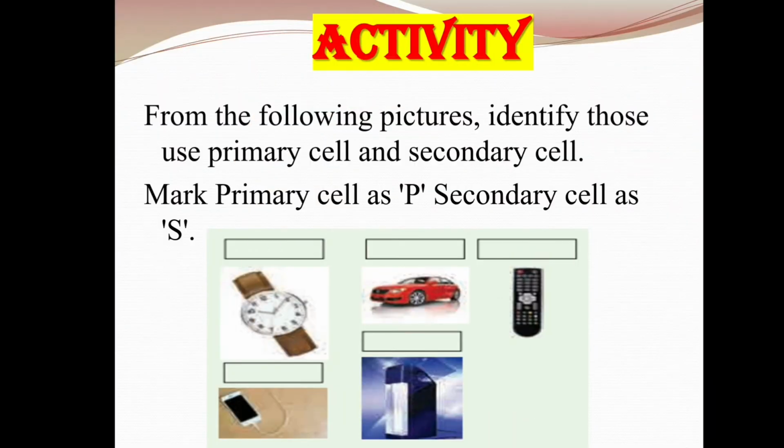Let me give you the answers. Check whether you have performed the activity correctly. In a watch, we use a primary cell. In a car, we use a secondary cell. In a remote, it is a primary cell. Mobile phone, secondary cell. Emergency lamp, secondary cell.